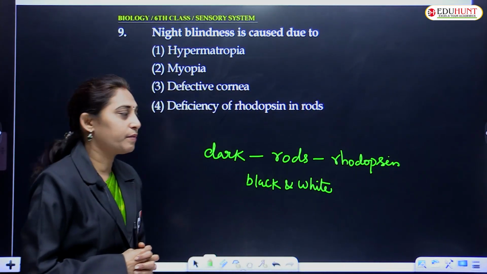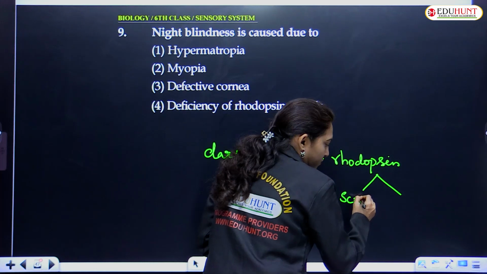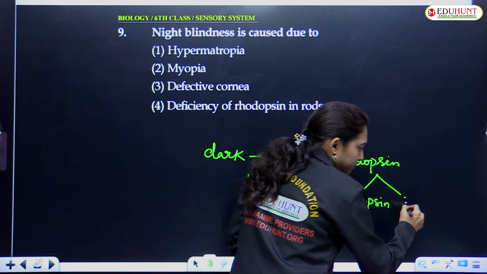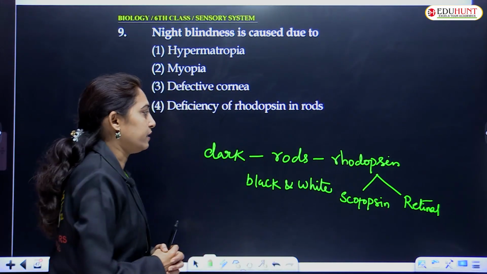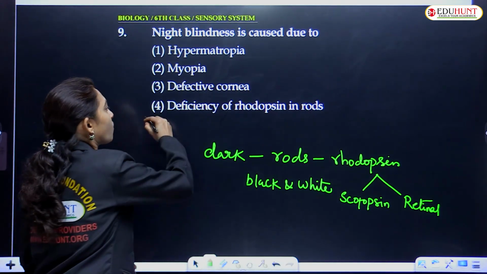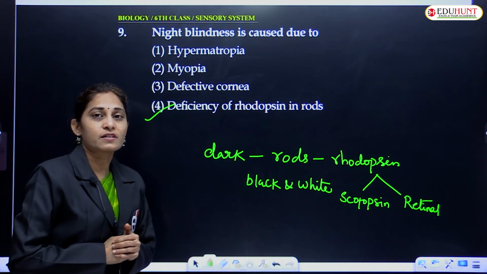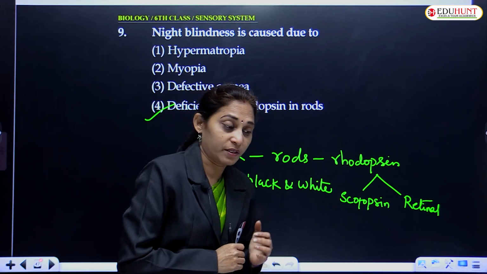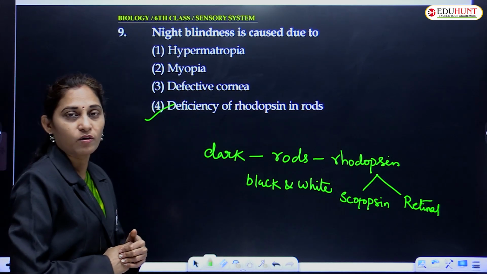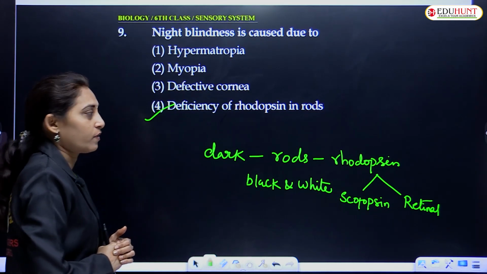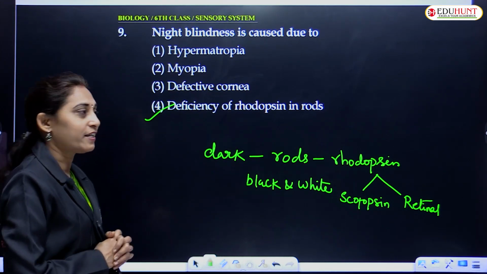In the pigment rhodopsin, as we said earlier, the protein part is called scotopsin and the pigmented part is retinal. So deficiency of rhodopsin in rod cells leads to night blindness. Likewise, nocturnal animals see better at night because they have more rod cells, or only rod cells. All nocturnal animals possess only rods in their retina.